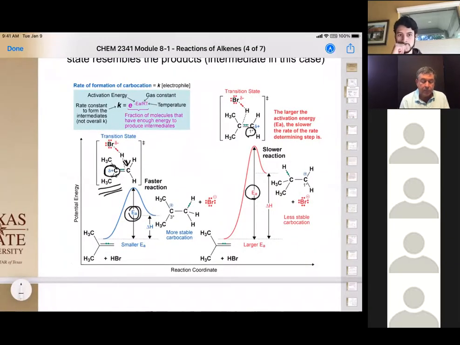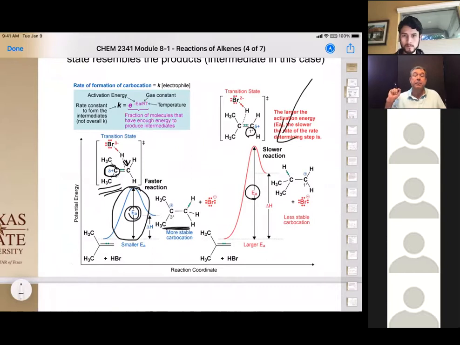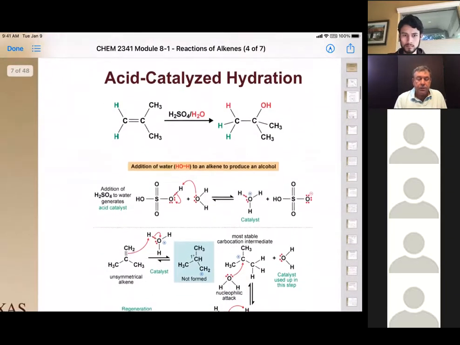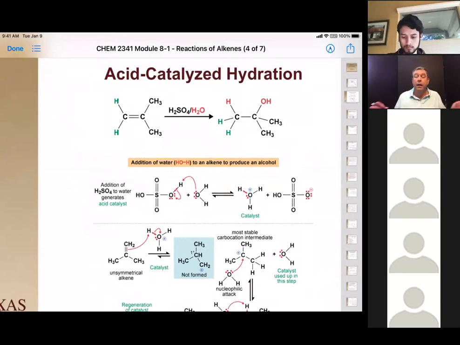And we're going to get our major product from the one that goes through the lower activation energy to give us our more stable intermediate. Remember, activation energy just means it takes much more energy and therefore goes much, much slower. It doesn't not happen. You might get a little bit of it, but it is preferred to go with the lowest activation energy, and it always goes faster with the lower activation energy. Okay, so that is hydrohalogenation. It works with all acids, HBr, HI, HCl, etc. Same mechanism every time, and it always follows Markovnikov's rule.